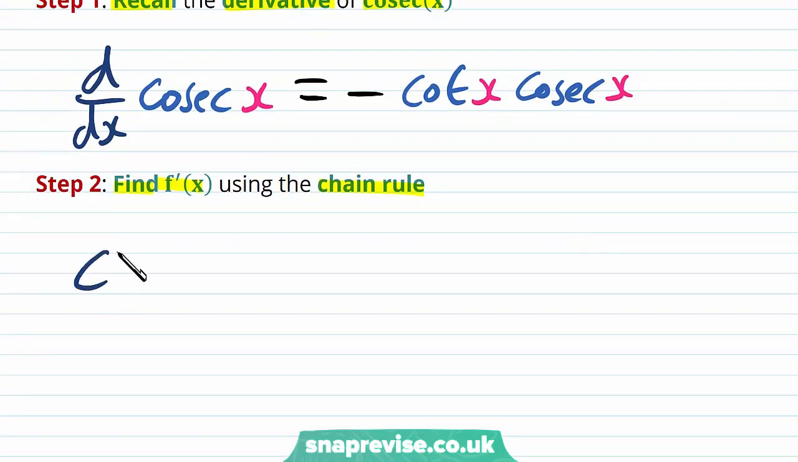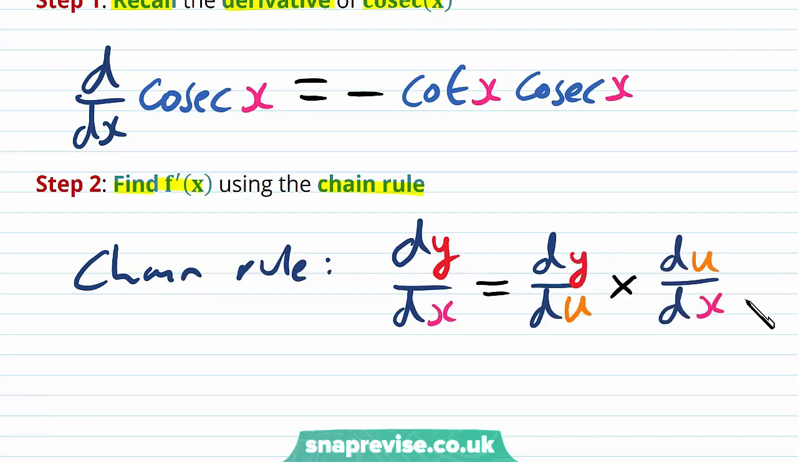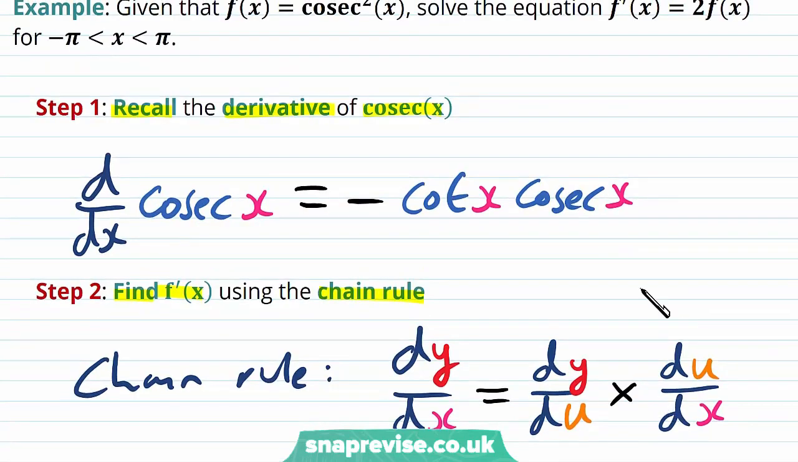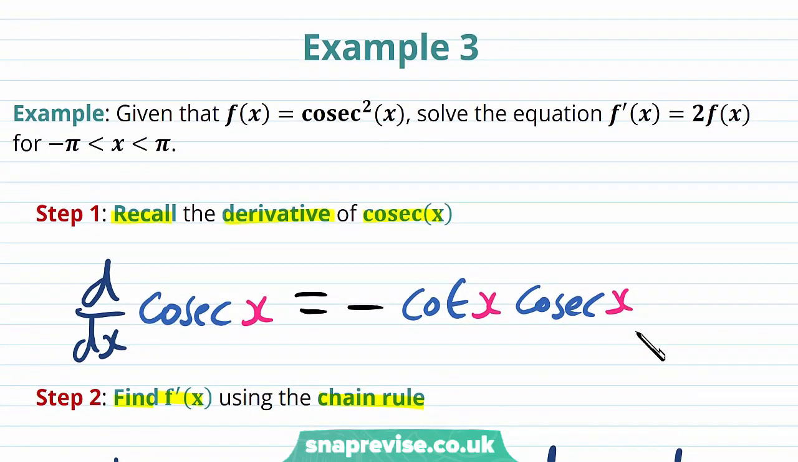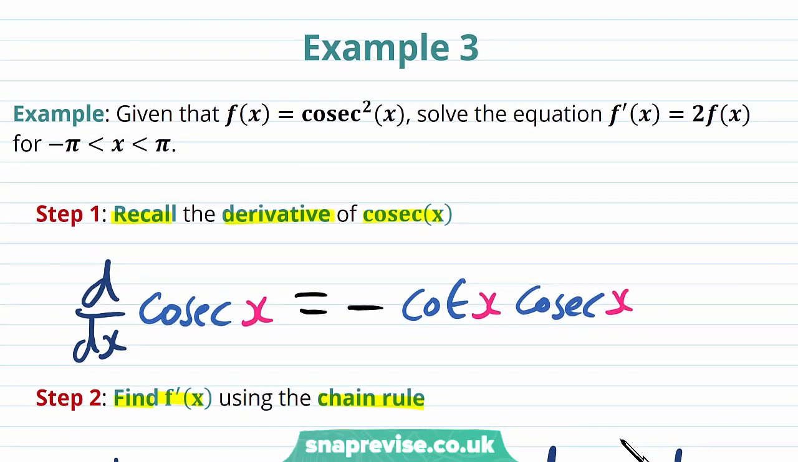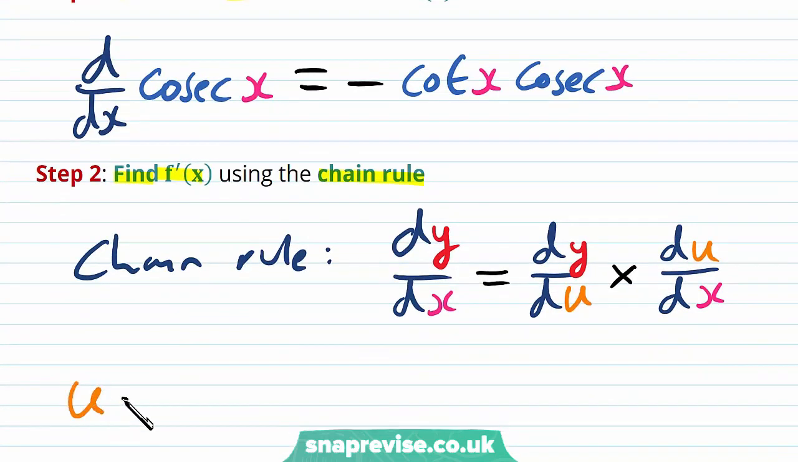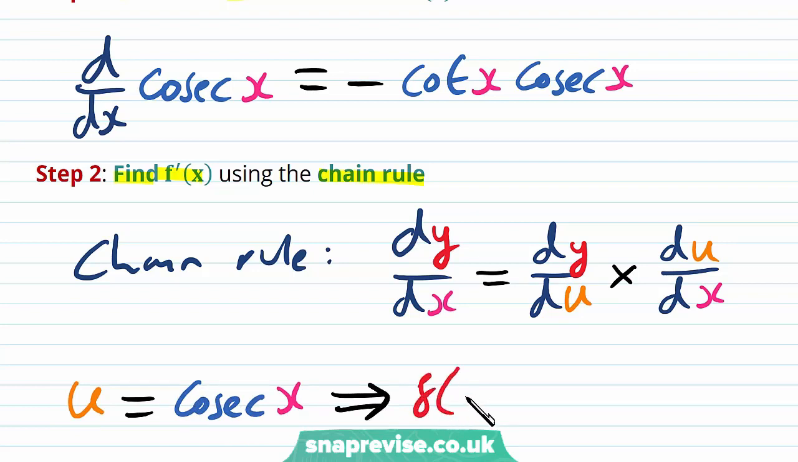The chain rule states that dy by dx is equal to dy by du multiplied by du by dx. And again here, because we have our f of x being cosec squared of x, we're going to be using our u as being equal to cosec of x. And then we have our f of x being u squared. So again we have our u being cosec of x, and then as a result we have our y, or rather our f of x, as being equal to u squared.